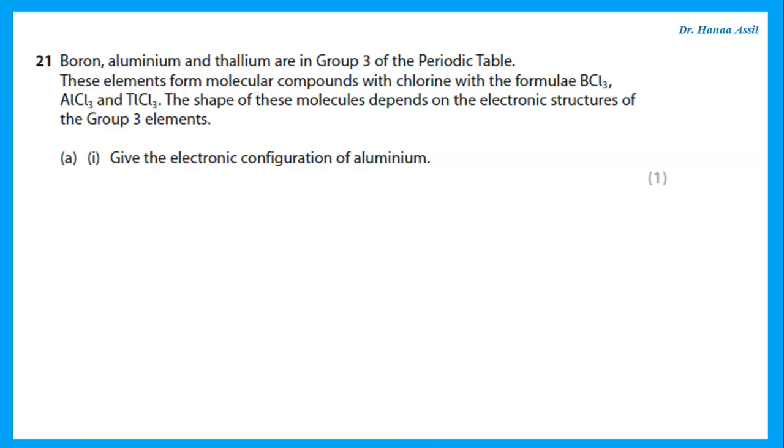So first of all, what is the electronic configuration of aluminium? You should know from the periodic table, aluminium has an atomic number of 13. How do we distribute it? 1s2, 2s2, 2p6, 3s2, 3p1.